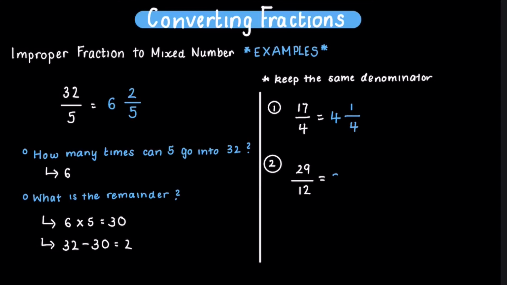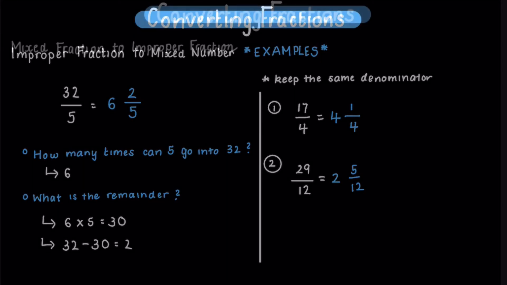For our next fraction, we need to ask ourselves how many 12s can go into 29. Of course, the closest we can get is 2 times 12, which gives us 24. So our whole number part is 2. Then we have to find the difference between 24 and 29, which is 5. And the denominator stays the same. So our mixed fraction is 2 5/12.